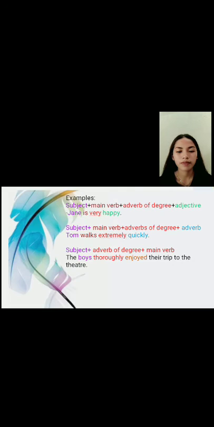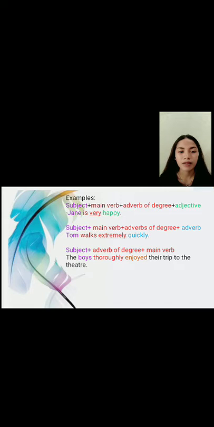So next. So as we said earlier, that adverbs of degree usually place before the adjective, adverb, or main verb that they modify. So there are rules or proper format in writing these. So first, subject plus main verb plus adverb of degree plus adjective. So example, Jane is very happy. So the adverbs of degree is very, and the adjective is happy. So the word very modifies the adjective happy.